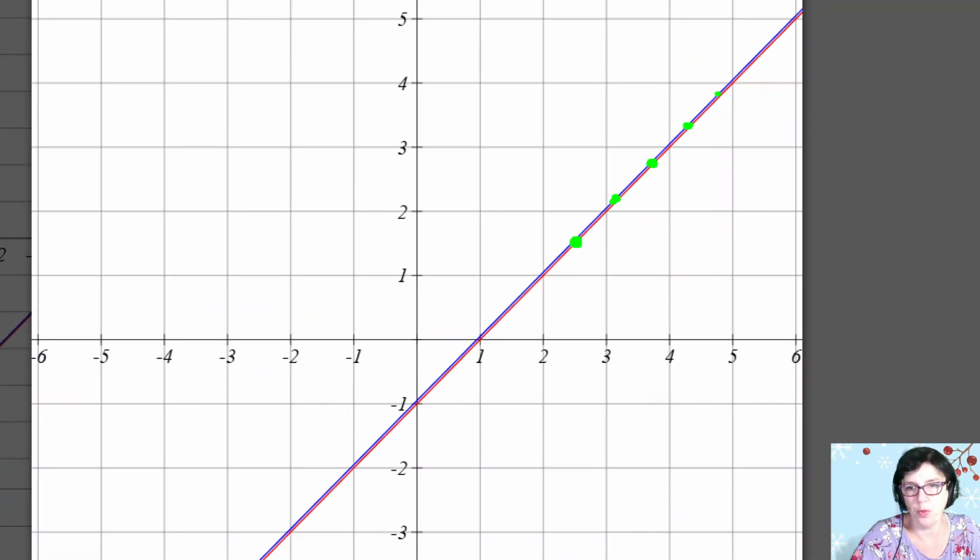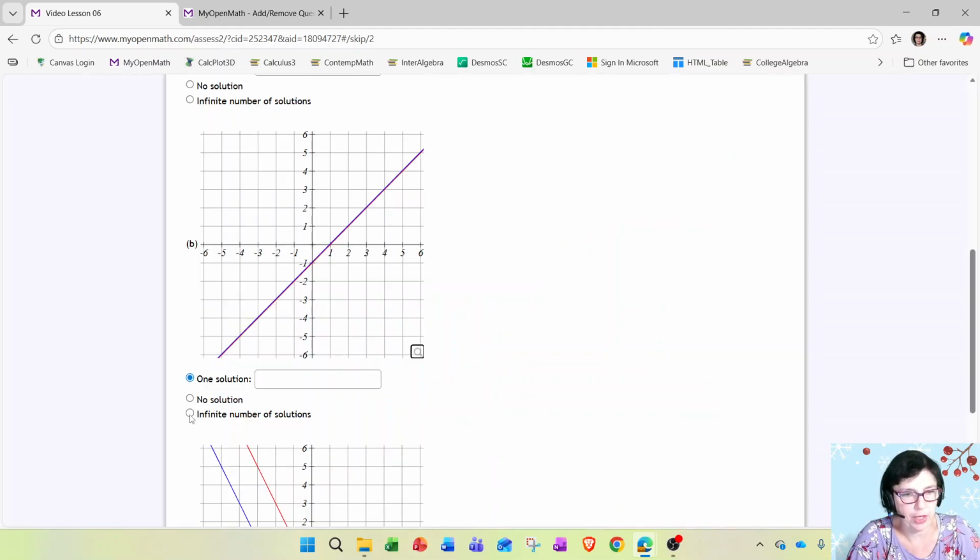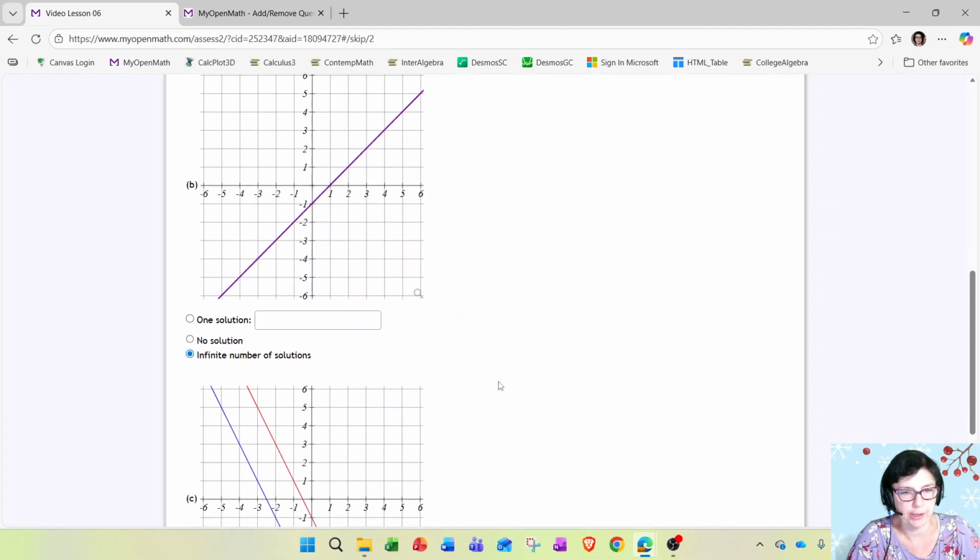So every point on both of them, right? Both satisfy both equations because they're both the same. So you have infinitely many possible solutions because any point on that one line will work. So this is when we have an infinite number of solutions.